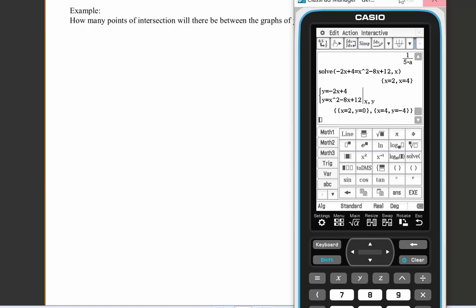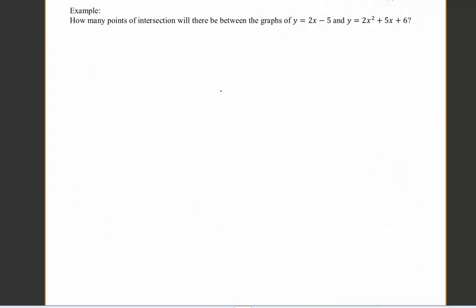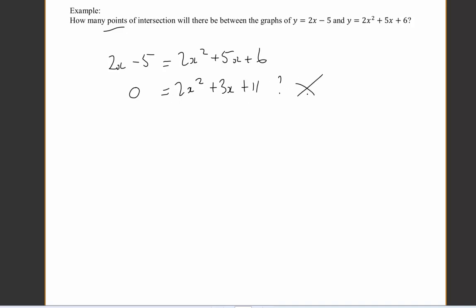Okay, so let's have a look at this next question here. So we've got a linear and a quadratic, and we're just interested in how many points of intersection. So let's do it. 2x take 5 equals 2x squared plus 5x plus 6. So we're going to go 0 equals 2x squared plus 3x, and I'm going to add 5 to both sides, which is 11. Right, how many solutions? Well, I could attempt to factorize, blah, blah, blah. That's not going to work. I just want to know how many solutions I've got.